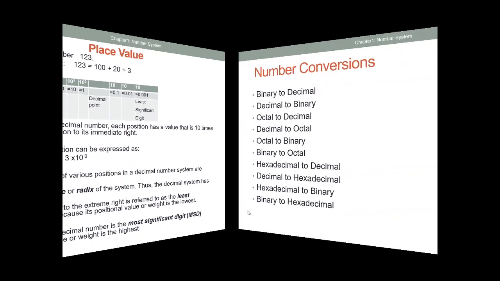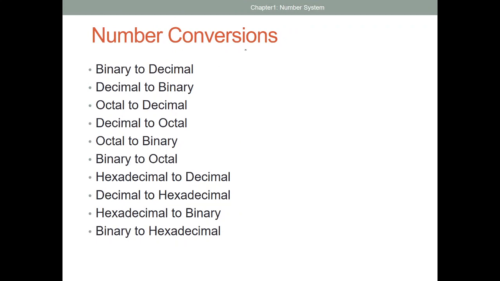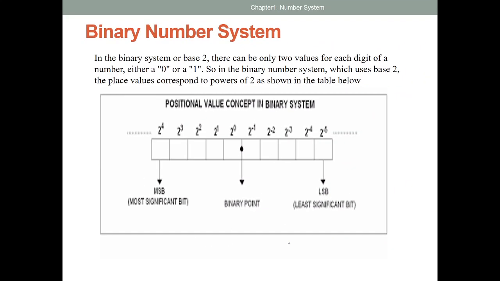Right? So now the number conversion. We can convert binary to decimal, decimal to binary, octal to decimal, decimal to octal, octal to binary, binary to octal, hexadecimal to decimal, decimal to hexadecimal, hexadecimal to binary, and binary to hexadecimal. These are the conversions we are going to see in the next slide.